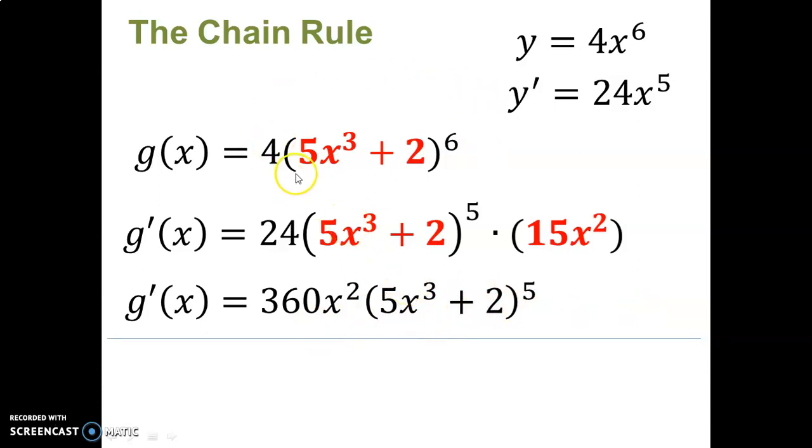You look at something like this. You have this outside part, which we know the rules for. Power rule, drop the exponent down. But within there's another function. We need to multiply by the derivative of that inner function.